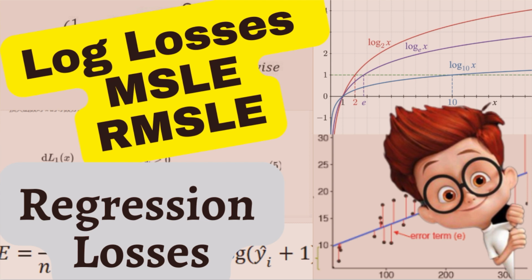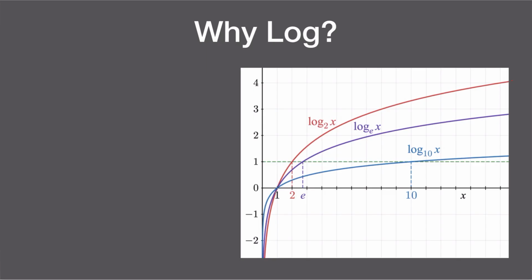And before doing that, we need to understand some properties of log functions. Why is log function used in regression? For understanding that, we need to understand the properties of log. These are the commonly used log functions. So log to the base e, which you can say is the natural logarithm, which we usually say as ln, log to the base 2, log to the base 10. So these are the commonly used log functions.